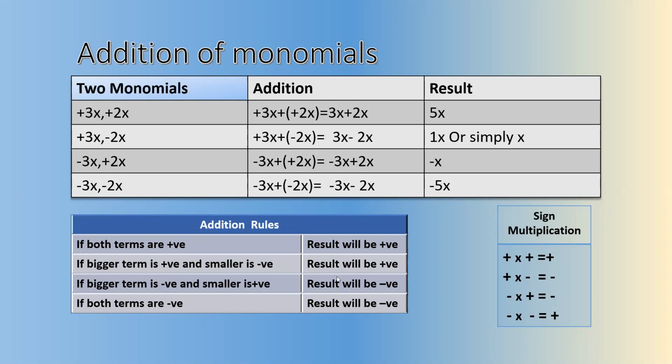So here, remember these addition rules. When both the terms are positive, the result will be positive. When both are negative, the result will be negative. When the bigger term is positive, the result is positive, and when the bigger term is negative, the result will be negative.